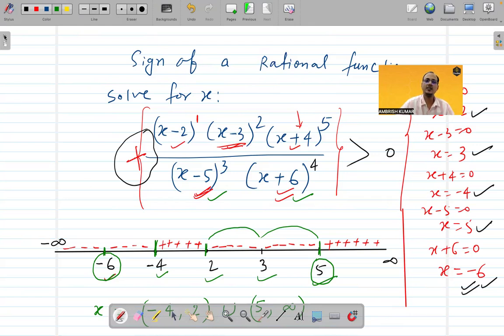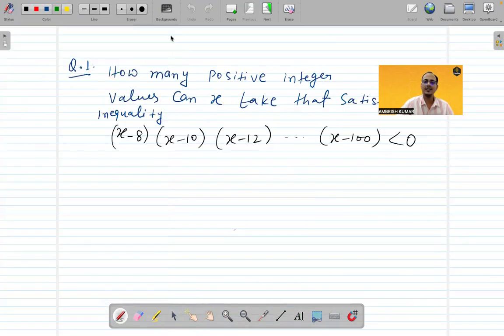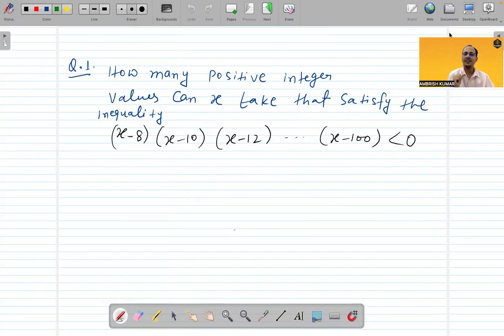But see, we are going to solve one question like this. Like see this question. Very interesting question. Now see, how many positive integral values can X take that satisfy this particular inequality? Look, you have to take the integral values, right? And positive integral values means starting from 1. So 1, 2, 3 and up to infinite. These are the possible values of X.